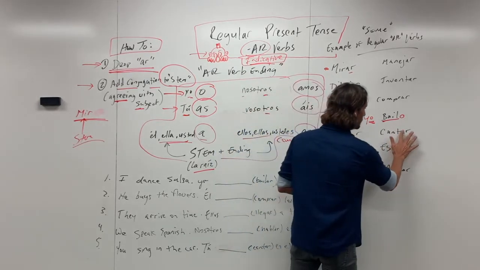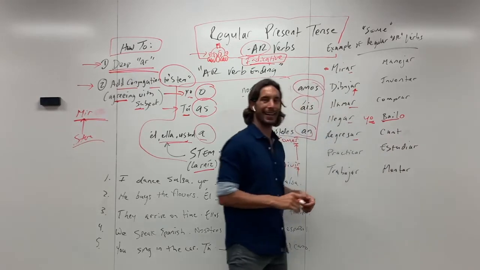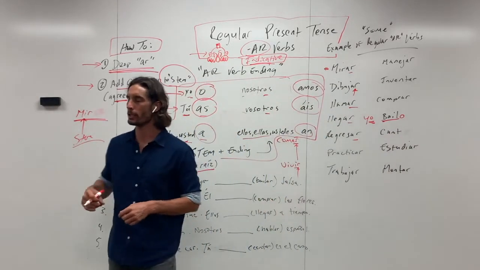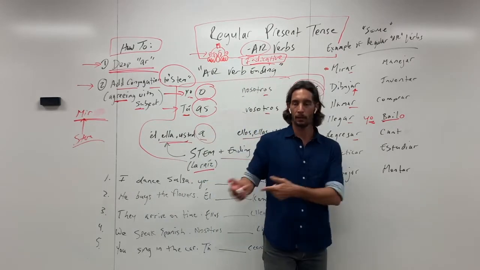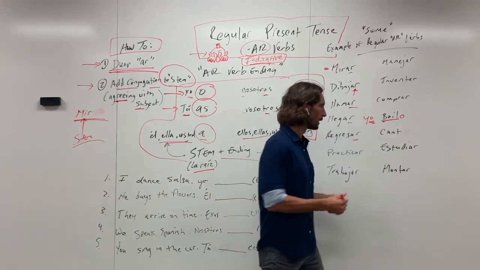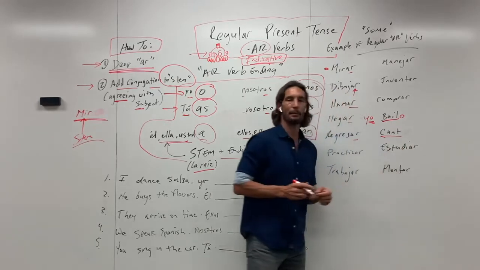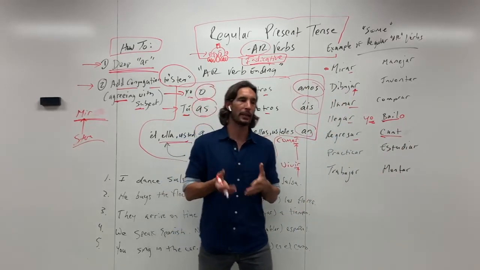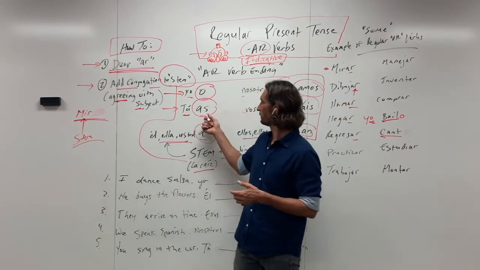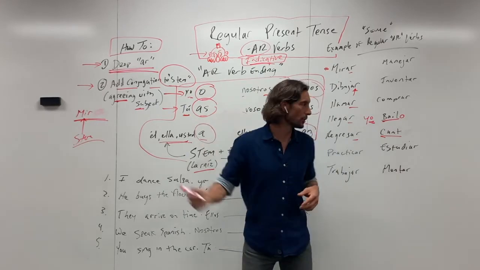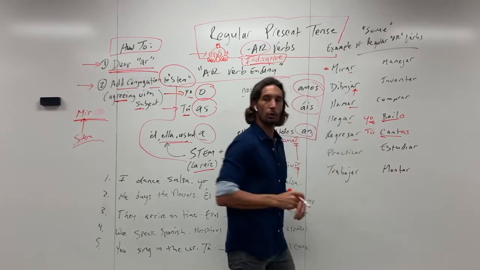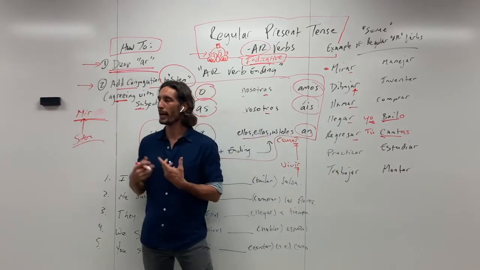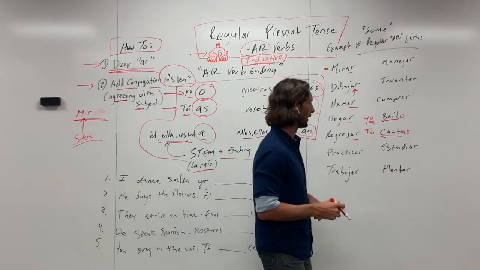And so let's take a look at another one. So we have cantar. Cantar means to sing. So if we want to say you sing, for example, which you're going to see down here again, you would take the stem, C-A-N-T, and then you would add its ending. So you would add A-S to it. So it would become, and again, I'm just going to write this here for fun, tú cantas, right? So that means you sing.